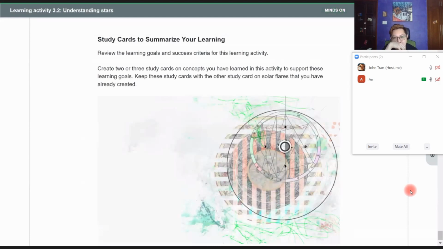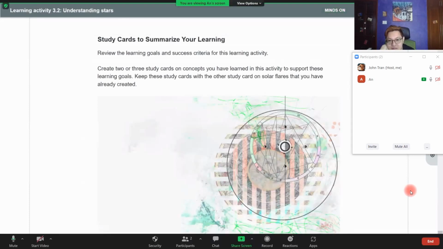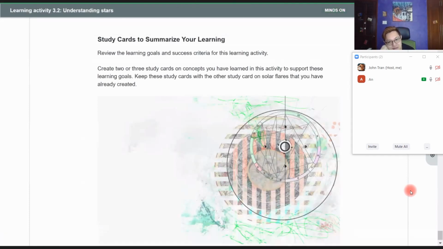Create two or three study cards on concepts you have learned, to support these learning goals. Keep the study cards, or stick a card onto the flip they have already created. Cards should be hard paper, because otherwise you will ruin the paper if you touch it so many times.